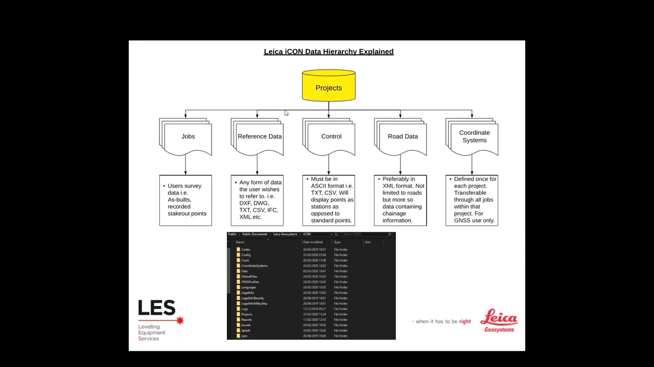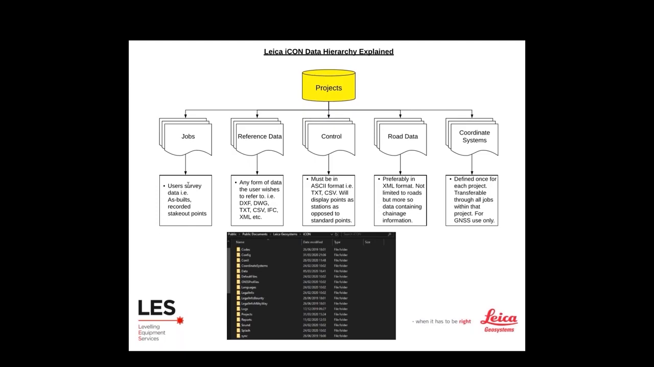Just to give you some understanding of what is contained within a job: if I wanted to export my job out of Leica iCON, what would come out? It would be the user's data, so user survey data, i.e. as-built and recorded set out points. Your work essentially is the only information associated to that job.